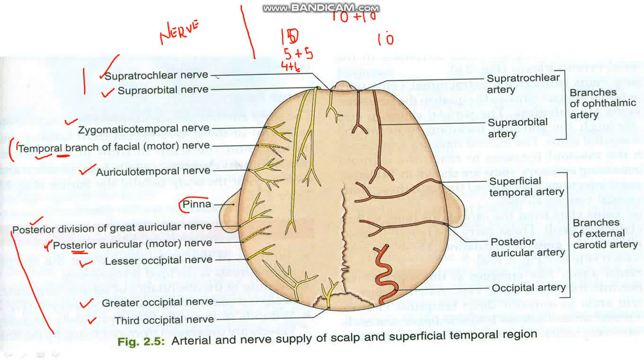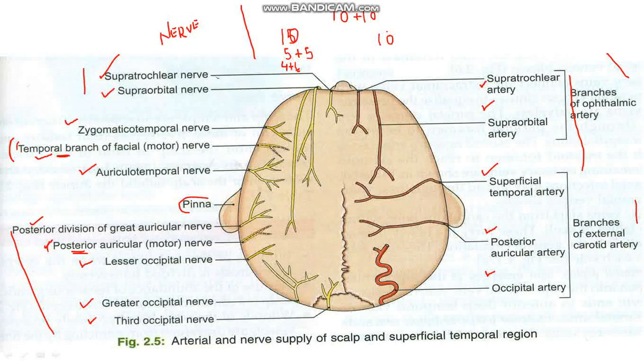The 5 different arteries which are present in the scalp. Of these 5, 3 are present in front of the pinna: supratrochlear artery, supraorbital artery, and superficial temporal artery. Behind the pinna are the posterior auricular artery and the occipital artery.